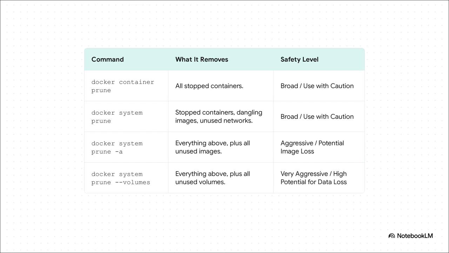Docker gives you these amazing prune commands to automate cleanup, but you have to respect their power. Let's look at them by safety level. docker container prune is pretty safe. It just cleans up stopped containers. But as you move down the list, they get way more aggressive. And that last one, prune volumes, that's the big red button. It will delete any volume that isn't currently attached to a running container. So you have to be 100% sure before you ever run that one.